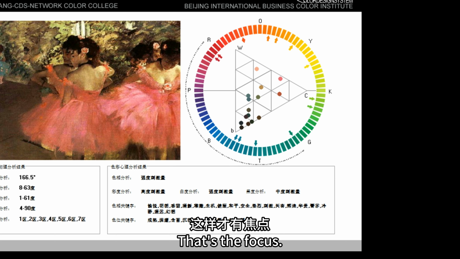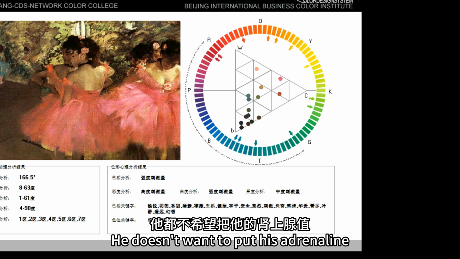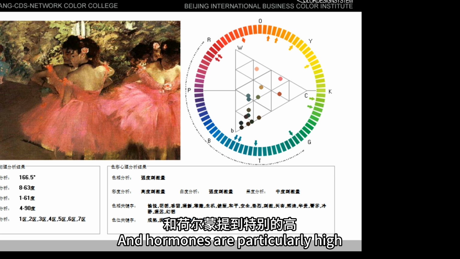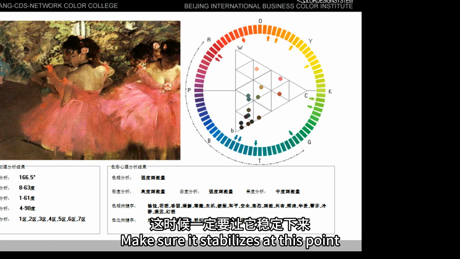That's the focus. And in the vision, human intelligence. When an animal looks at any object visually, adrenaline and hormones are particularly high. It makes people feel uncontrollable emotions. Make sure it stabilizes at this point.